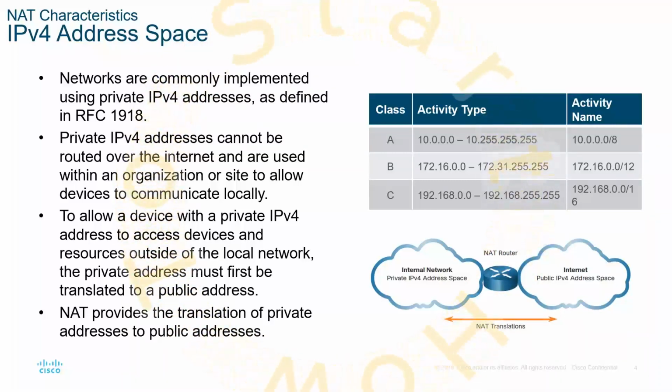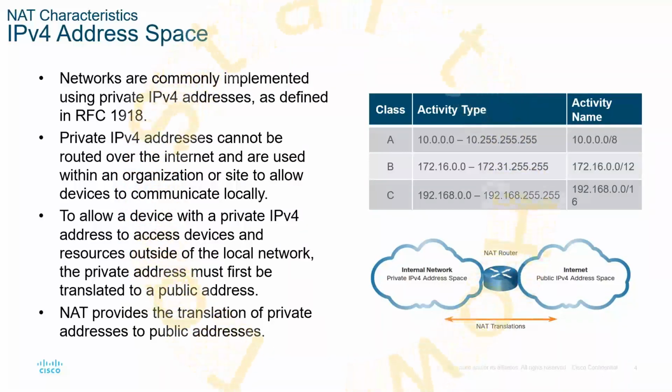The network range is going to be 172.16.0.0/12. Lastly is a Class C network, which is 192.168.0.0, and pretty much anything in that range. So if it starts with 192.168, that's a Class C private address. And again, the network range is going to be 192.168.0.0/16. So why does that matter?